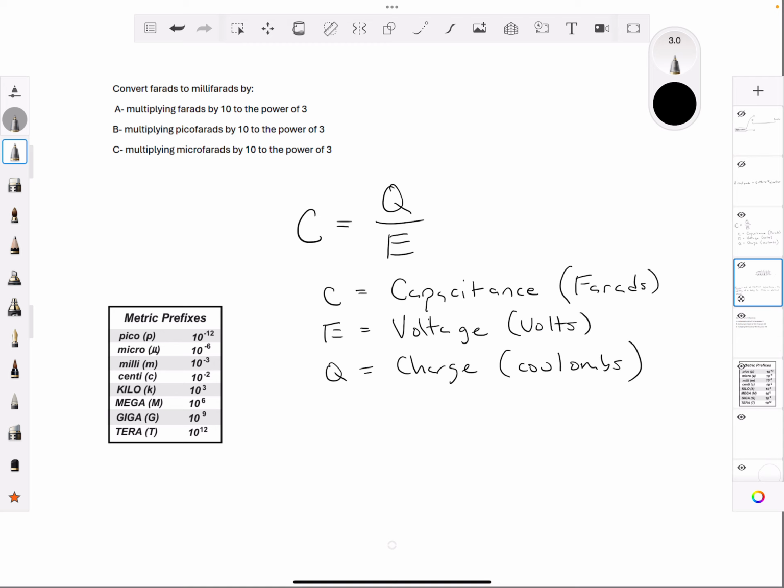The equation for a farad, or capacitance: capacitance is equal to Q divided by E. Q is the charge. When we're talking about a charge, we're talking about an amount of electrons.